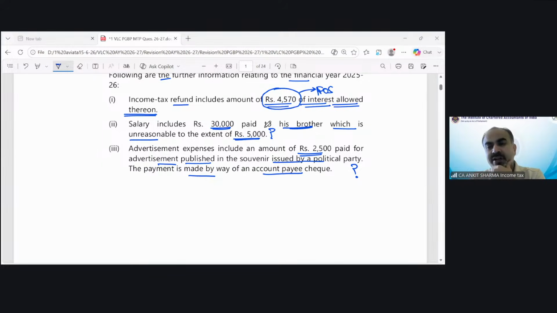Mehak is saying deduction. No, I am asking under the PGBP head. Do not tell me the deduction under section 80GGB or 80GGC. This is not the question. What is the question? The question is, what is the treatment under the PGBP head?